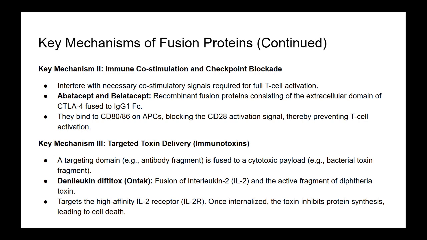This leads to reduced T-cell proliferation and effector function, which is why abatacept is highly effective in dampening down the autoimmune response. That's really elegant, using a piece of an inhibitory molecule to block an activating signal. It is. It shows the power of rationally designed fusion proteins.